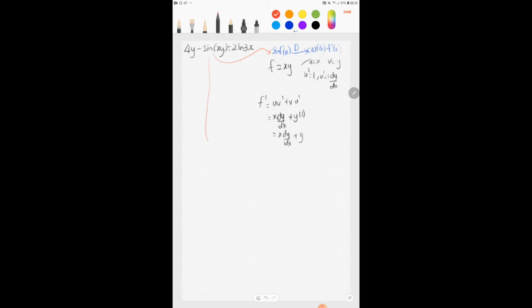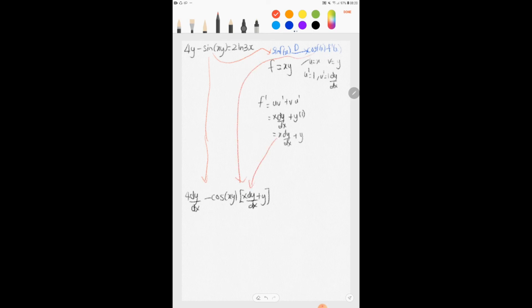We write back: differentiate 4y, we get 4 dy/dx, minus, we got here cos f(x) times f prime x. We get cos xy multiplied with f prime x, which is x dy/dx plus y. So the formula comes from this one, and this is the f prime x.